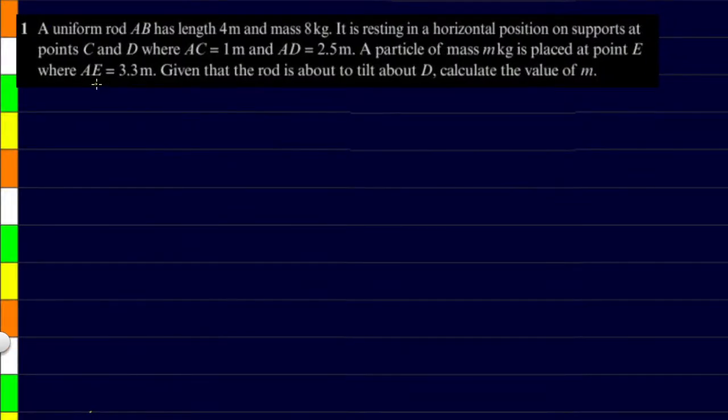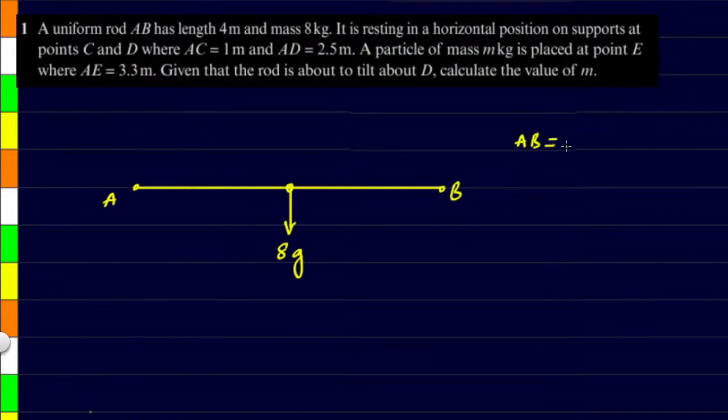Uniform rod AB has a length of 4 meters and mass 8 kg. So this is a uniform link. If the rod is uniform, then the weight will act at the center, right? Yes. So 8g will be the weight. Total length AB is given as 4 meters.